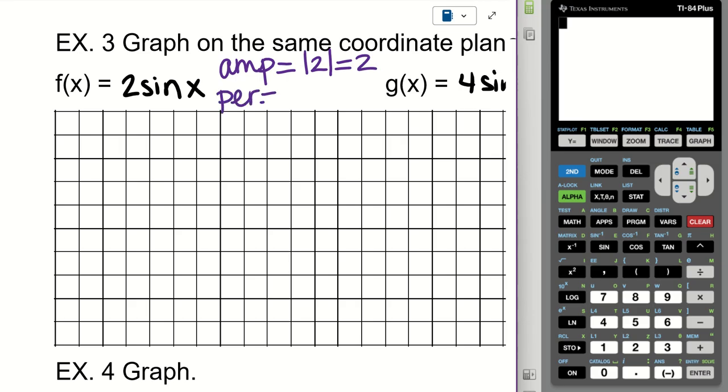I want to know the period. So I'm going to take 2 pi and we're going to divide by the number that's in front of x or theta. In this case, I put an x. So that would be a 1. So that means our period for this graph is 2 pi. So this one graphs or repeats itself every 2 pi spaces.